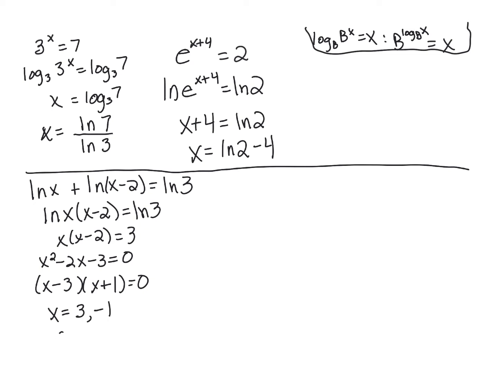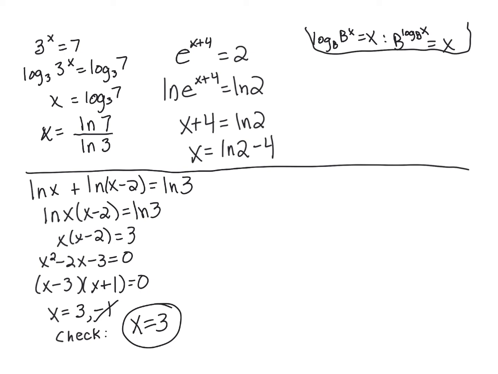Now remember that you can't take the log of a negative or of 0. So we have to check both of these answers. For instance, the 3, I can take the ln of 3 and I can take the ln of 1. So 3 works, but the minus 1 plugged in here, I can't take the ln of a negative. So this one is out, and I get x equals 3 is my answer. Remember to always, always, always check your domain before you're done with your question.